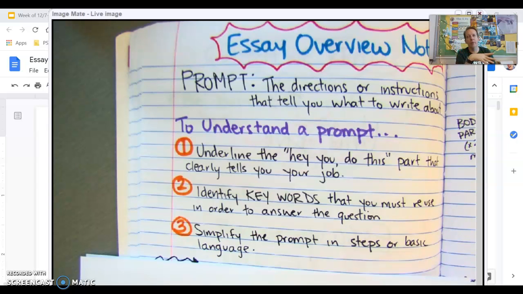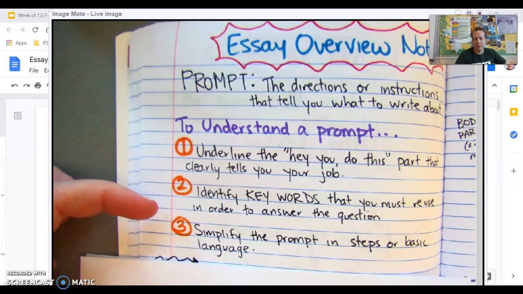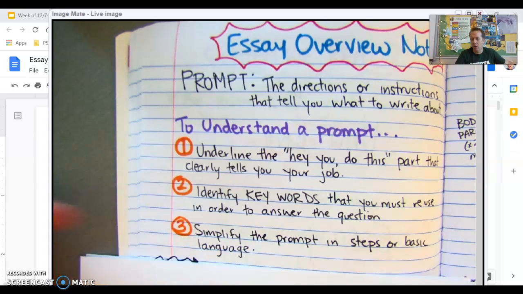So if my favorite thing is bananas, we always talk about bananas. If it says, write an essay about the different things that make bananas great, well, I probably can't answer that question without using the word banana. So that'd be one of our keywords. Again, we'll look at an example. Okay, and then once we've done that, we can simplify the prompt in steps or in basic language. So hopefully by this point, you've paused the video at some point to get all these notes in your ISN. If not, this is your time to do it. Ready, set, pause.